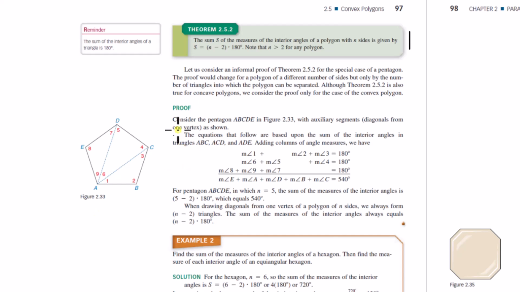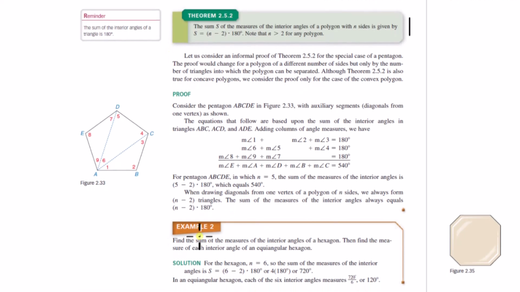Okay. Now, note though that this proof technique is just for convex polygons, even though this theorem applies to concave polygons as well. Don't confuse the fact that all you remember is this convex polygon proof of the sum of the interior angles with thinking that this theorem only applies to convex polygons, not concave polygons. It also applies to concave polygons.